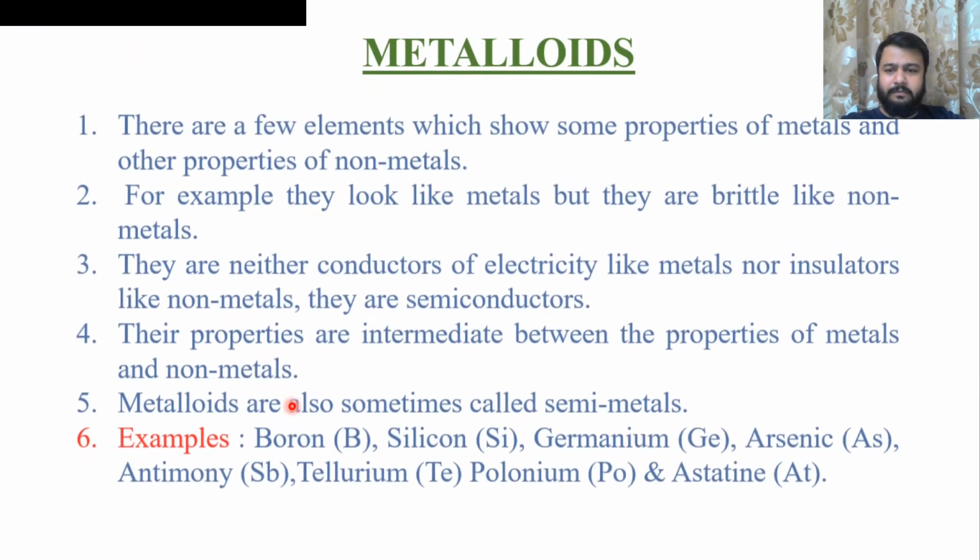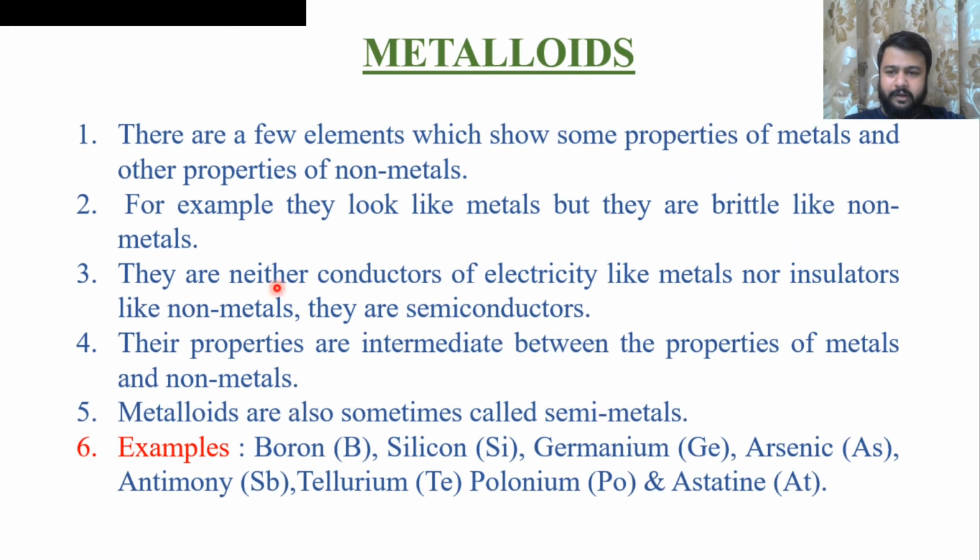Then we will discuss metalloids. So there are a few points for metalloids. Metalloids are a few elements which show some properties of metals as well as of non-metals. For example, they look like metals but they are brittle like non-metals. That is, they can be broken into very very small pieces. They are neither conductors of electricity like metals nor insulators like non-metals. So they are in between the metals and non-metals for their conduction property. That's why they are also known as semiconductors, because their conductivity lies in between that of the metals and non-metals.